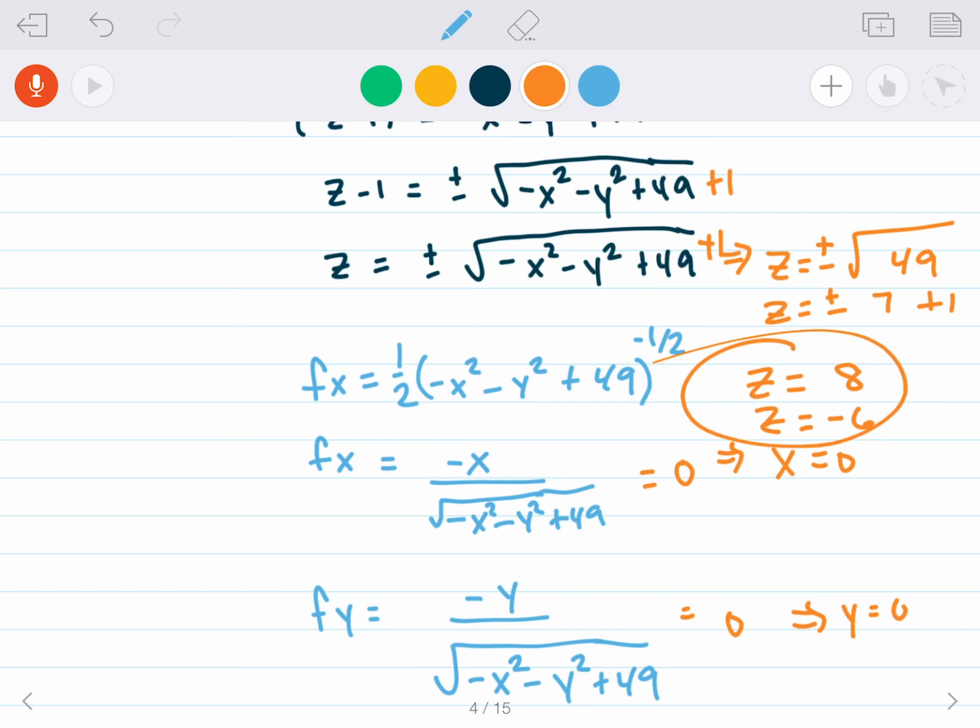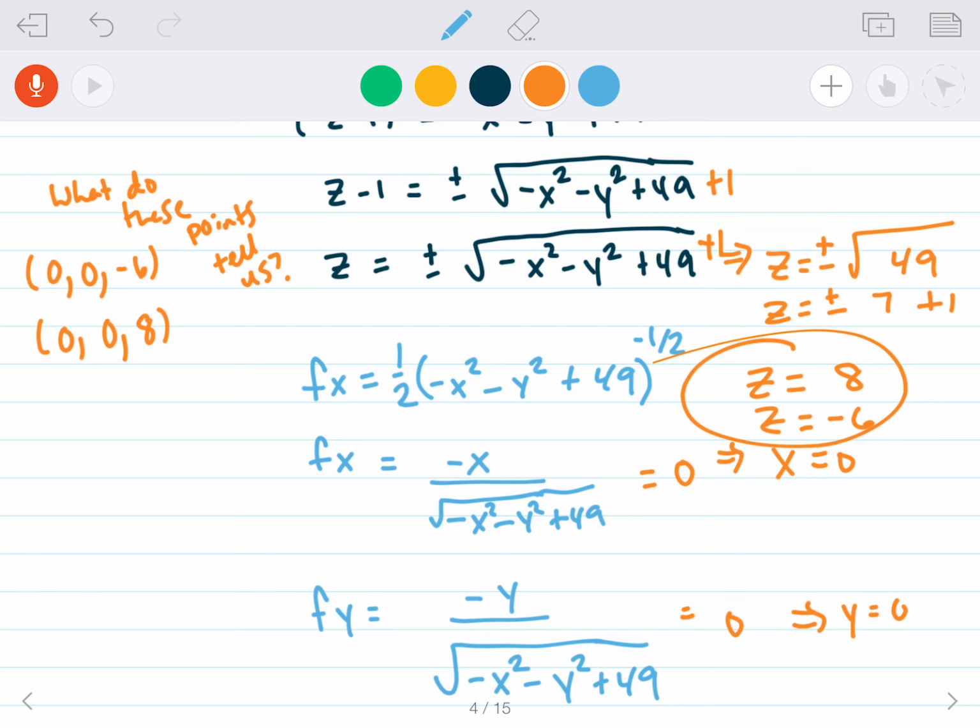So what do these numbers tell me? I found the critical points, I plugged the critical points back into the function, and I got 2 points. I got the point x is 0, y is 0, z is negative 6. And I also got the point x is 0, y is 0, z is 8. So what do these points tell us?